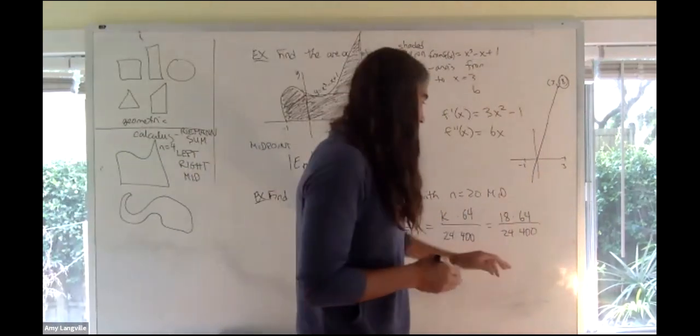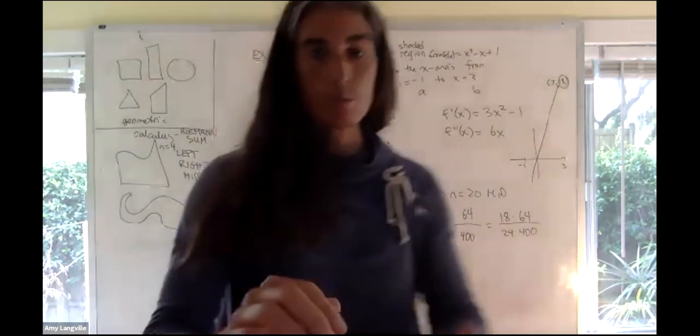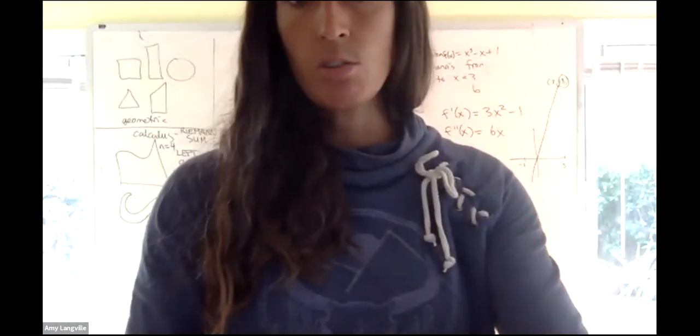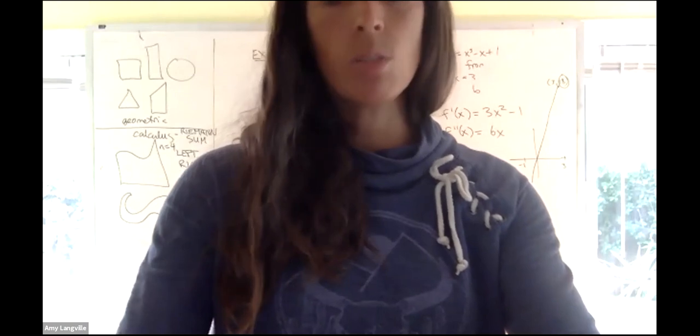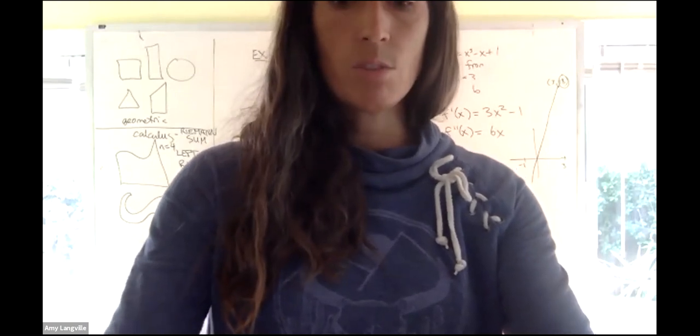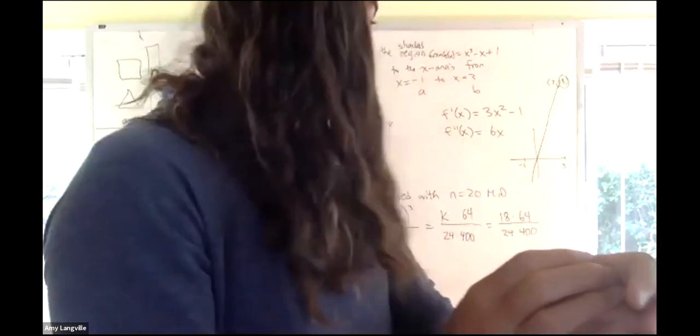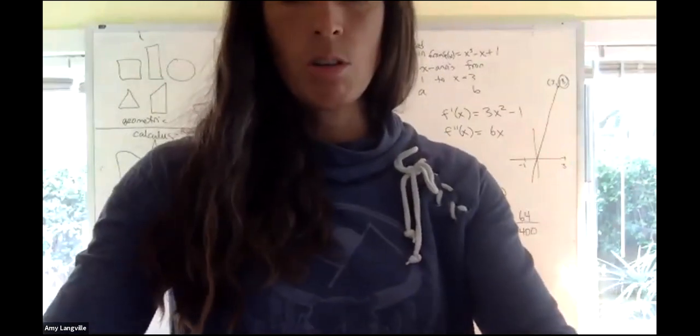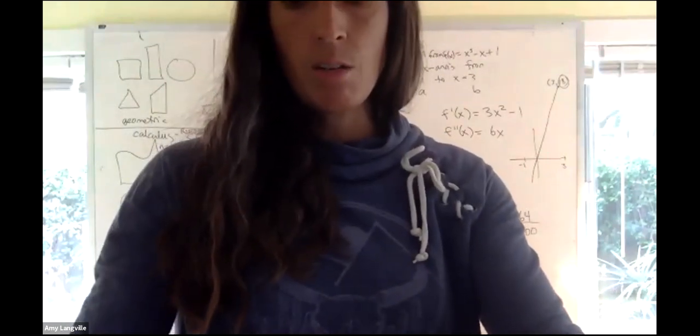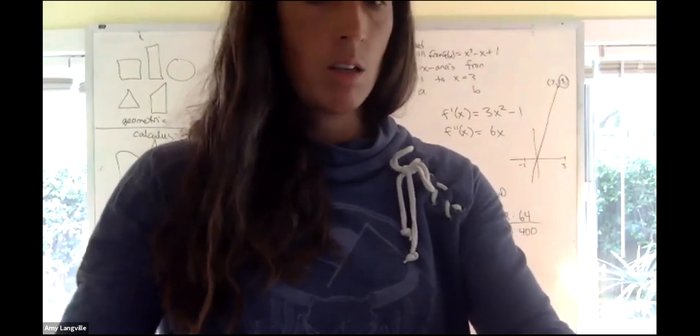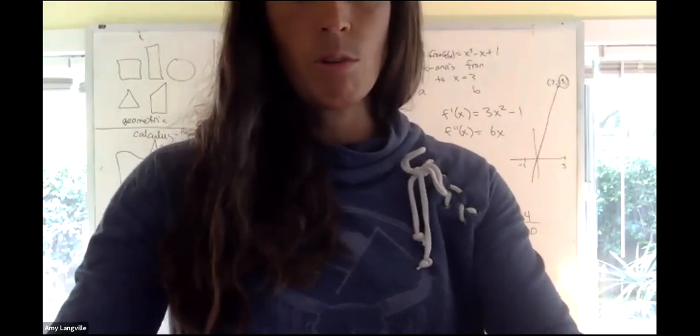Okay, so let's go ahead and use a calculator to figure that out. I'll do this real quick. You can also just use, like, Google has a calculator. If you just say equals, we'll put in our numerator, which is 18 times 64, and then we'll divide that by our denominator, 24 times 400.